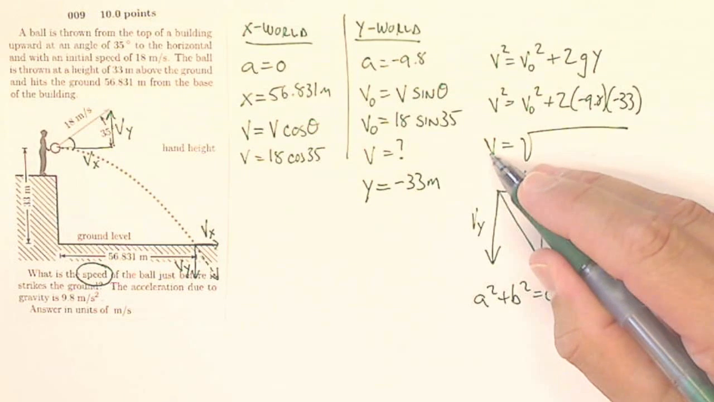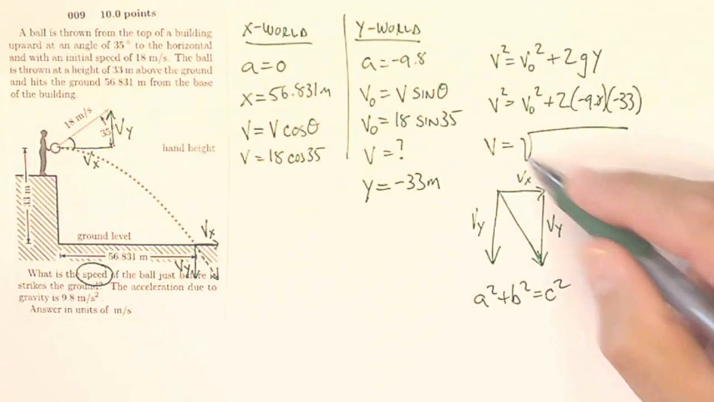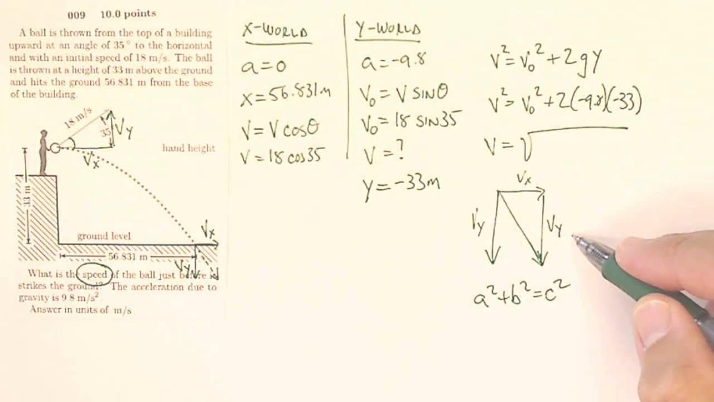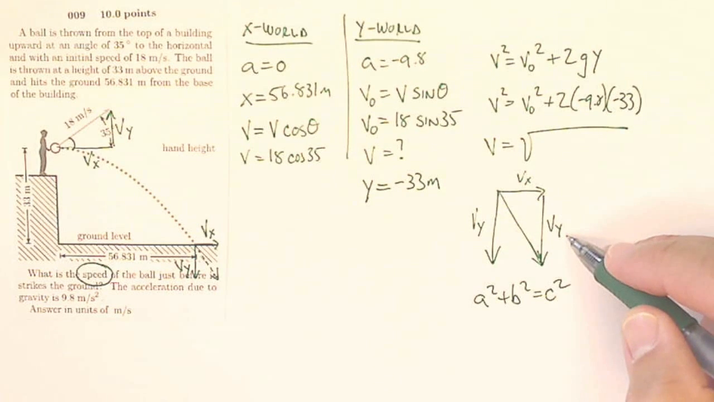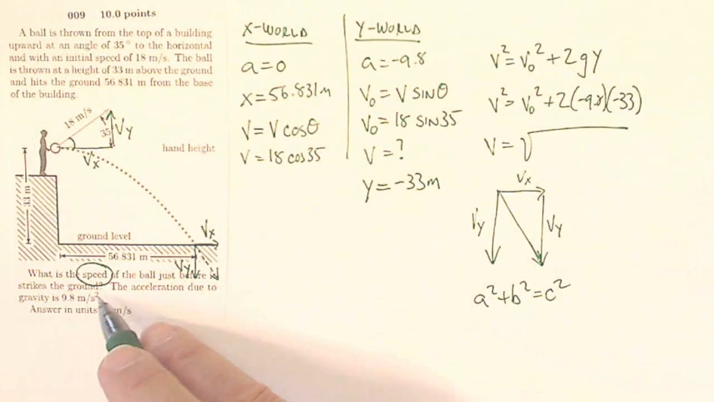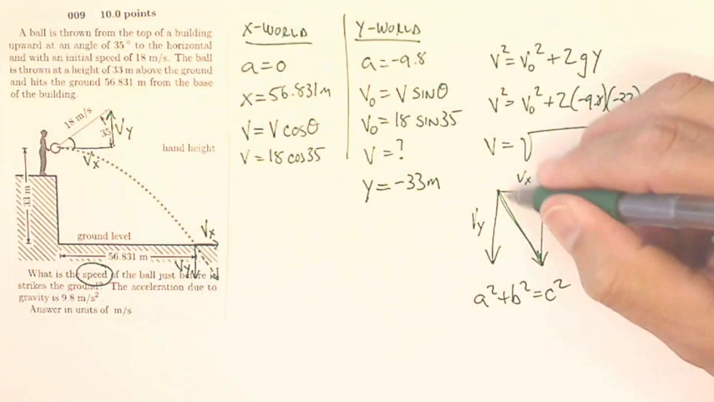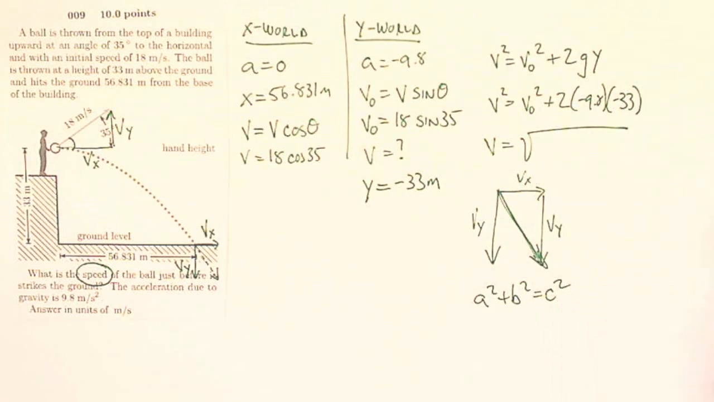By the way, if you just left this as v squared, that might have been a quick little sneaky trick to get that without square rooting it and then square rooting it again. But that is my speed of the ball: the magnitude of this vector. So that'll be the square root of c squared.